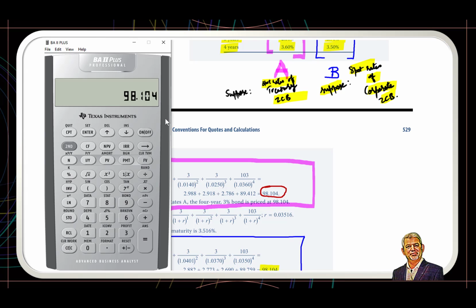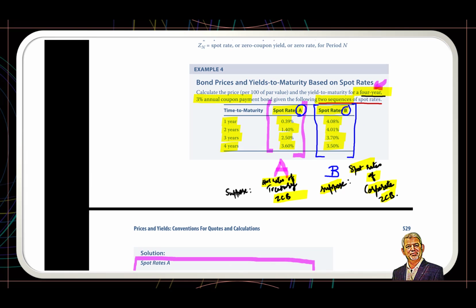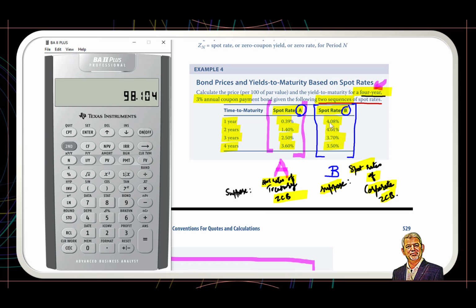Now let us try doing the same thing, value the bond, but this time using series B of spot rates, which is given to us. First of all, clear the display, second clear TVM, clear the memory of the TVM row, and now let us start with this spot rate. In series B, 4.08 is the first spot rate.